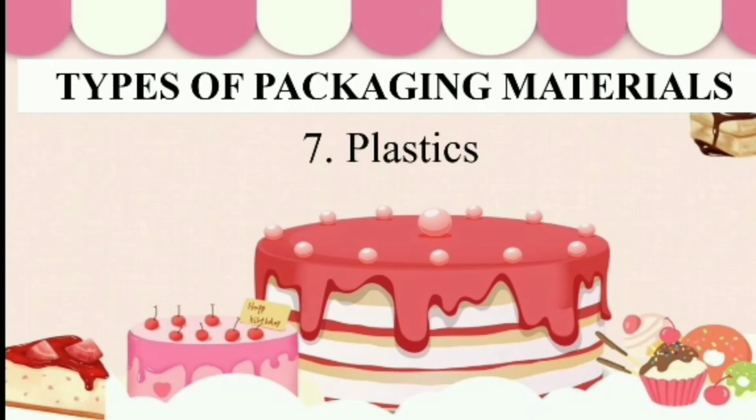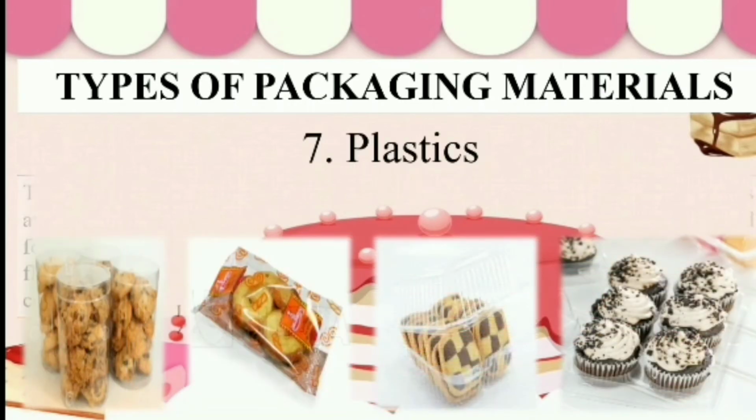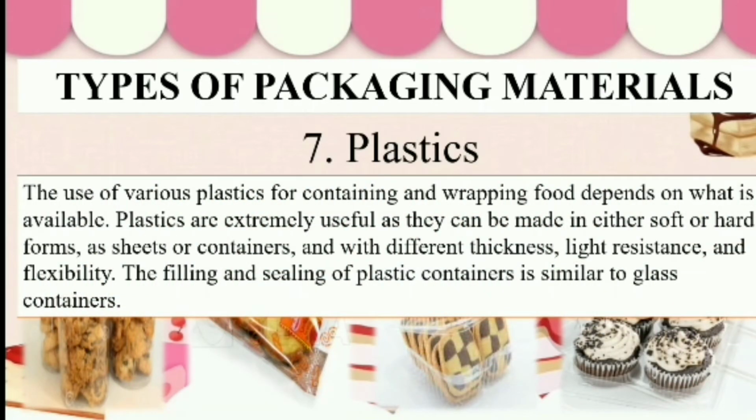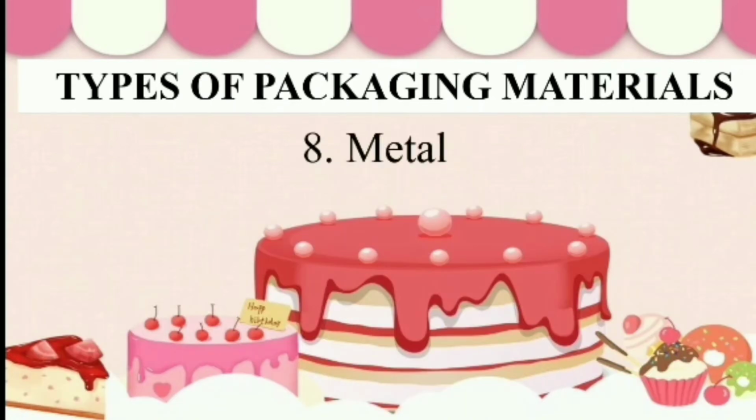Number 7, plastics. The use of various plastics for containing and wrapping food depends on what is available. Plastics are extremely useful as they can be made in either soft or hard forms, as sheets or containers, and with different thickness, light resistance, and flexibility. The sealing of plastic containers is similar to glass containers. Number 8, metal.